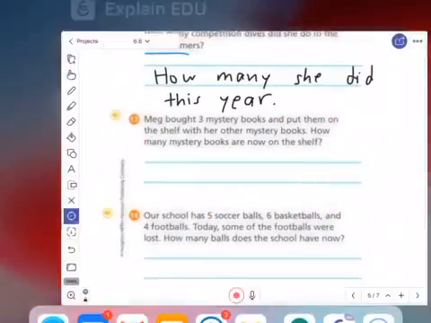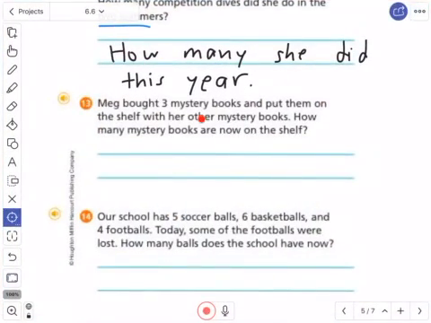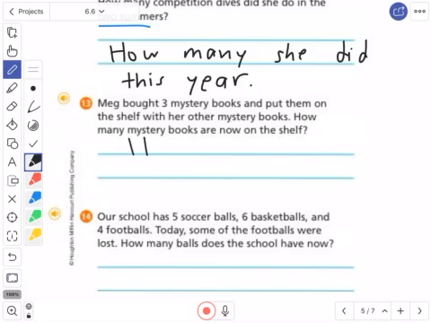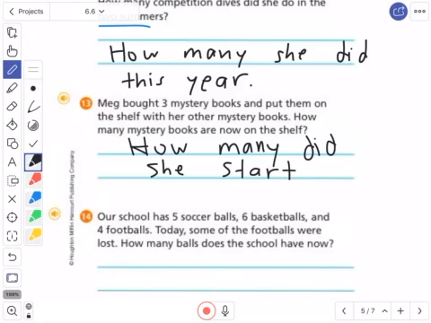Okay, let's check our thinking here. So for this one, Meg bought 3 mystery books and put them on the shelf with her other mystery books. Well, I need to know how many did she start with? Because I don't know how many were already on the shelf. So that's why then I can figure out how many are on the shelf now.